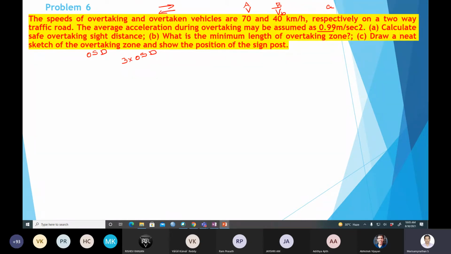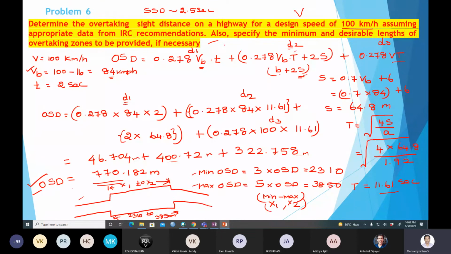Basically, I will tell where to fix a signboard. So this is the overtaking zone starting point, correct? Before the starting point, at 770 meter, so one OSD distance before, here we are fixing our signboard that the overtaking zone is going to start. So this is the place where you have to fix your signpost 1, where you define the zone is going to start. At the same time, you have to explain where it is going to end, right?